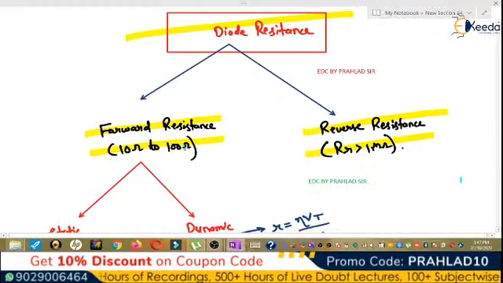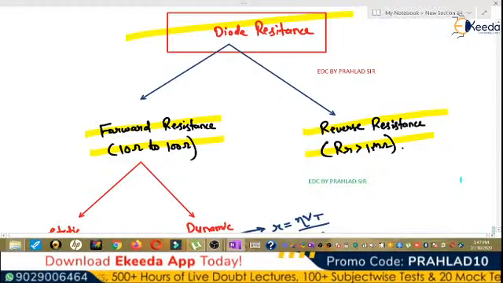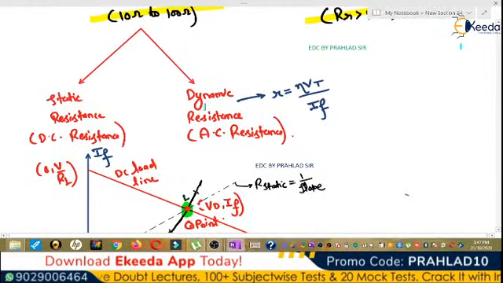So diode resistance is of two types: forward resistance and reverse resistance. Forward resistance again has two types, static and dynamic resistance. And dynamic resistance is eta Vt by If.